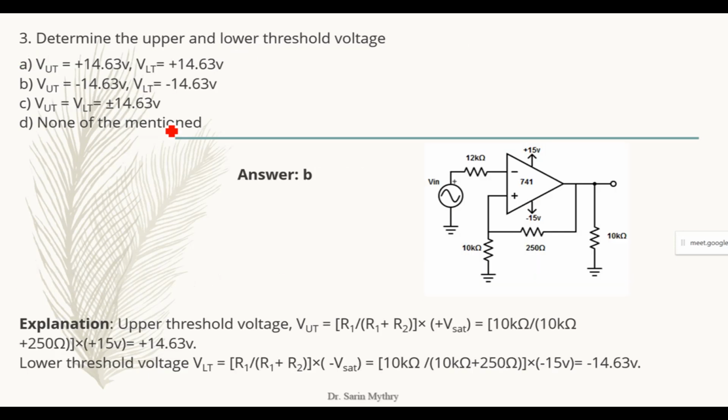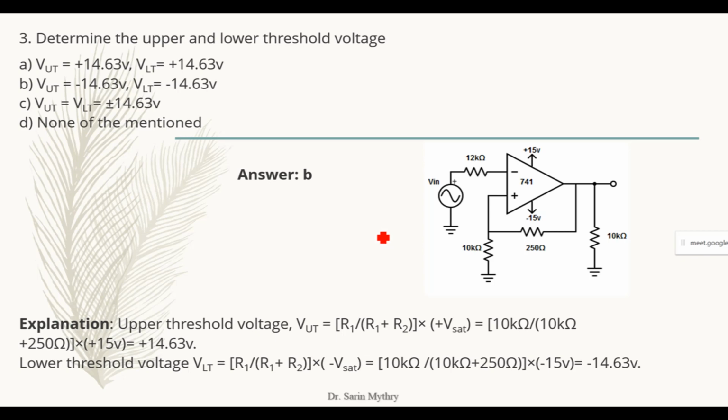Determine the upper and lower threshold voltage. You are supposed to determine the upper and lower threshold voltage. It's a direct formula which has been given over here. One circuit is given to us, and we are supposed to find out the upper threshold voltage and the lower threshold voltage.